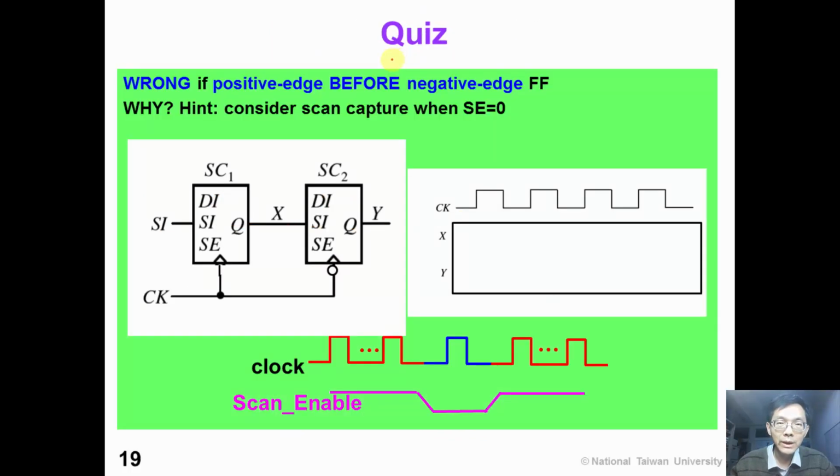Now it's time for you to work on a quiz. Please show that it is wrong if we have a positive edge trigger flip-flop before a negative edge trigger flip-flop, as is shown in this figure. Please explain the reason. The hint is that please consider the scan capture operation when scan enable is equal to 0. Please pause the video and work on this quiz. This is a more difficult one, so you might need to spend some more time.